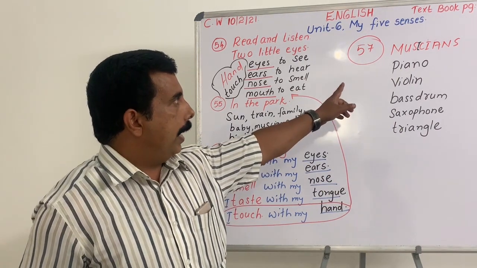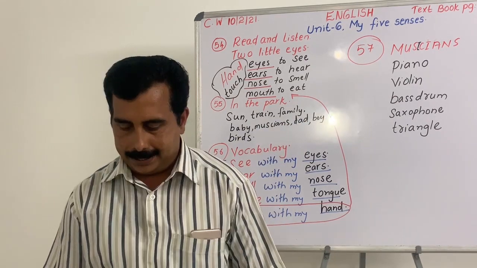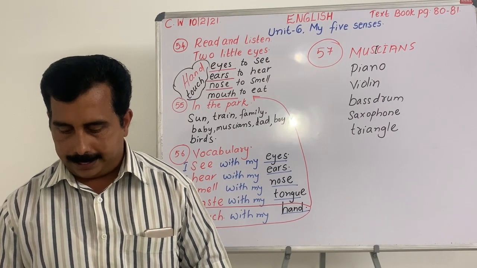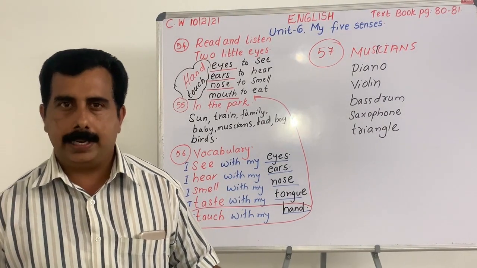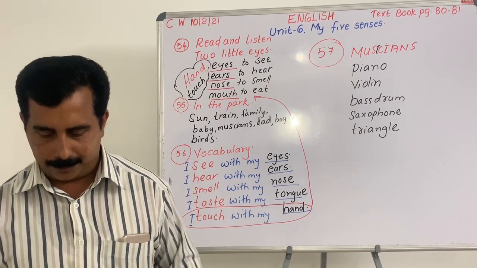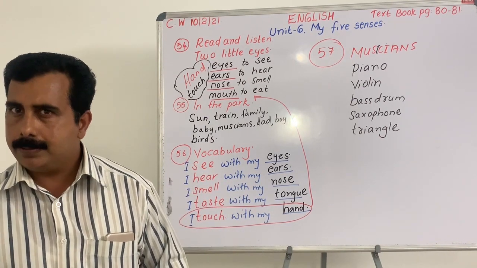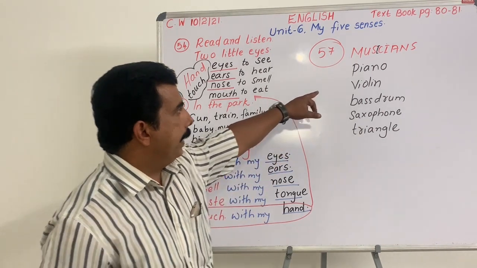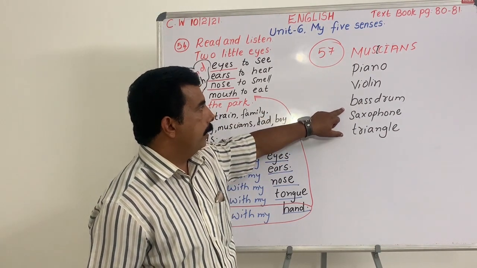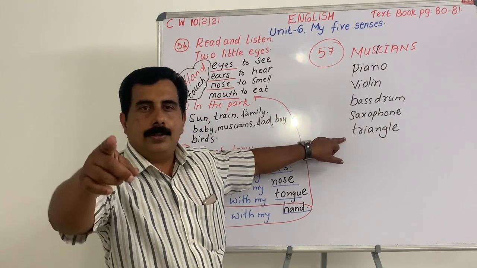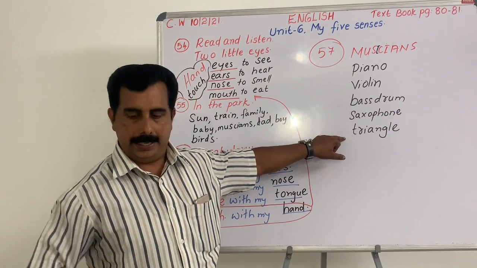Okay, so learn the names also, children, and you identify different musical instruments also. I can play the piano. Okay, how to sing? I can play the piano, piano, piano. Okay, instead of piano, you can use this violin, you can use the name bass drum, you can use saxophone, you can use triangle instead of the place piano.